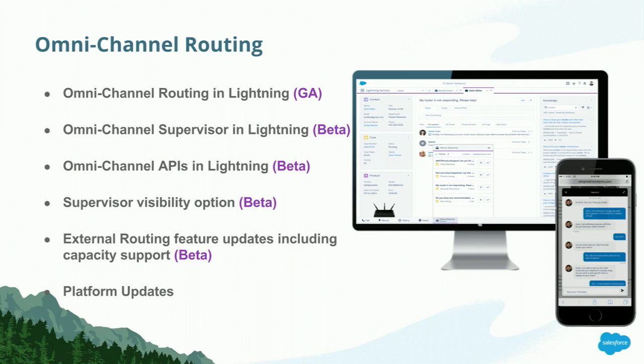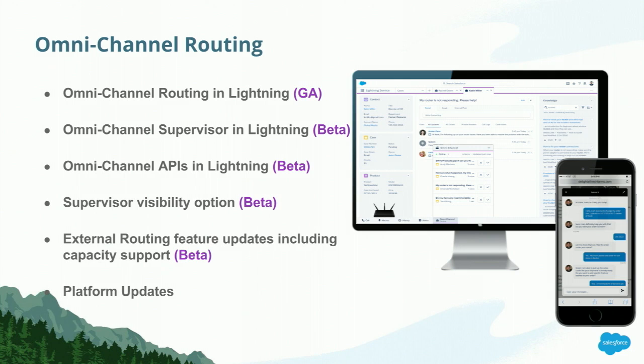So the highlight would be that omnichannel routing is GA in Lightning. Everything that you could do in Classic, you are able to do in Lightning. Omnichannel Supervisor is a real-time operational dashboard for your managers, providing insights into where their agents are spending their time, what they are actually working on, and where the flags are, or what you do not anticipate your agents to do. All that is available in Lightning, with a better version in winter.